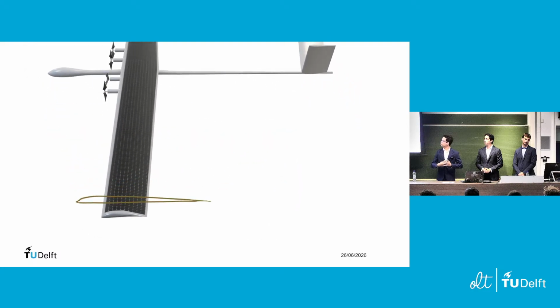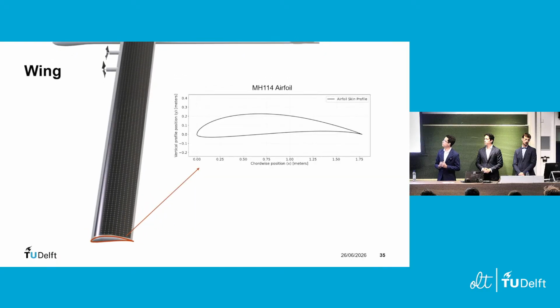Then, moving on, let's focus on the most important part of any aircraft, the wing. The wing was designed on 2 perspectives, aerodynamics and structures. On the aerodynamic side, the goal is to ensure that the wing produces as little drag as possible, while, of course, being suited for the long endurance mission of our aircraft. For this, we'll use the MH114 airfoil, which is especially designed for long endurance operations at the low Reynolds number that our aircraft will be flying at.